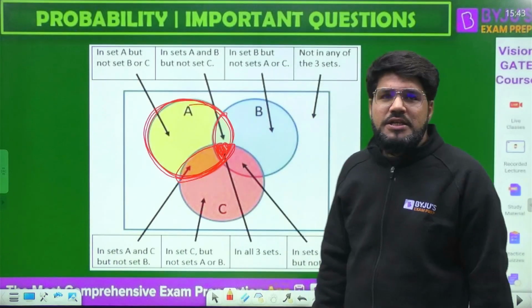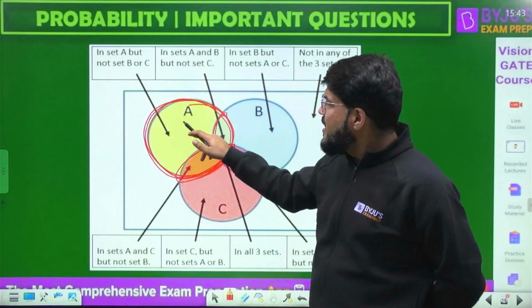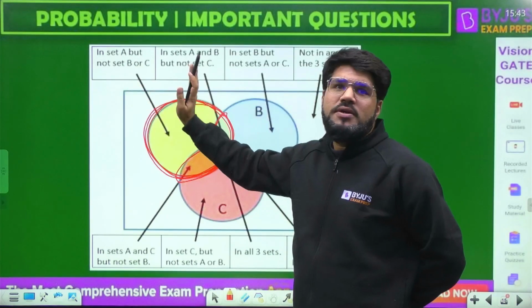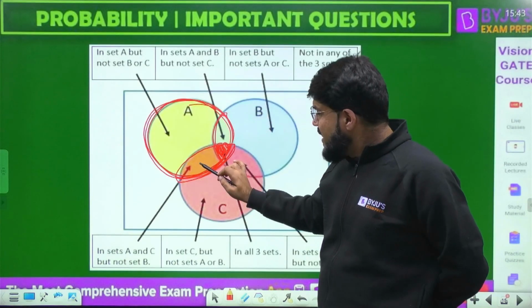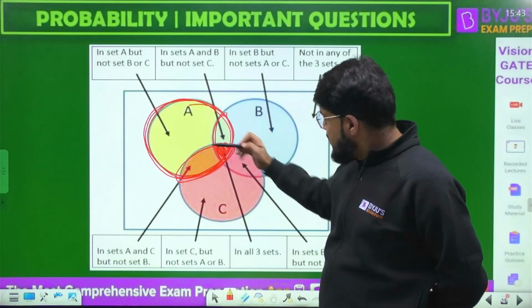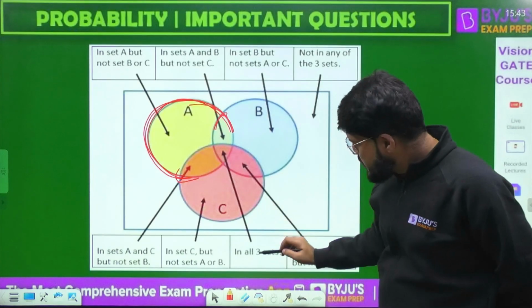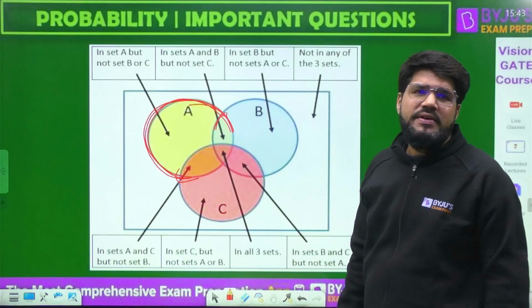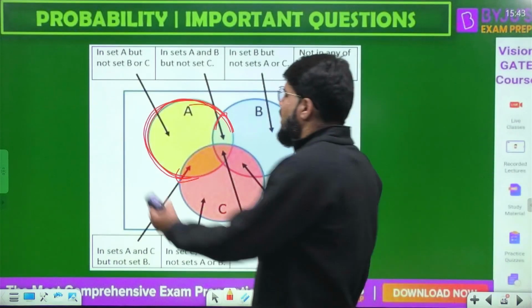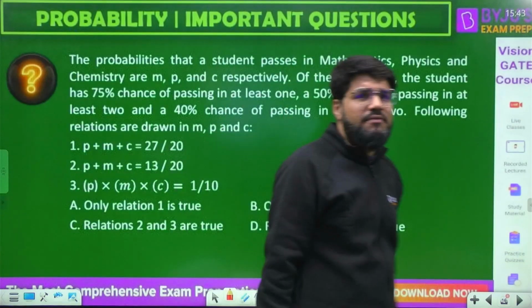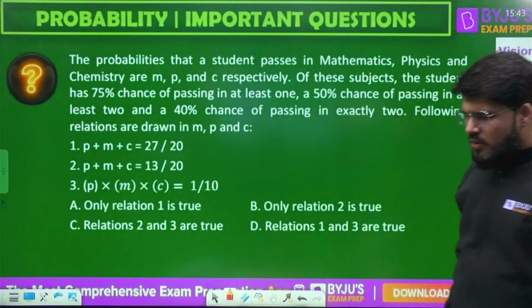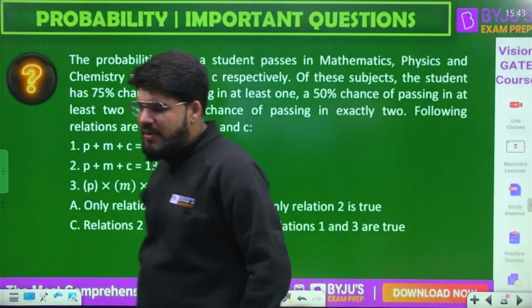So within every circle, there is a case where only A, but not B, not C. This is the portion where A and B occur, but not C. A and C, but not B. And this one, you see what is written here, this one, is all three events occurring. So if you understand these Venn diagrams, then some questions like this will be easy for you. Have a look into this question. Good question here.